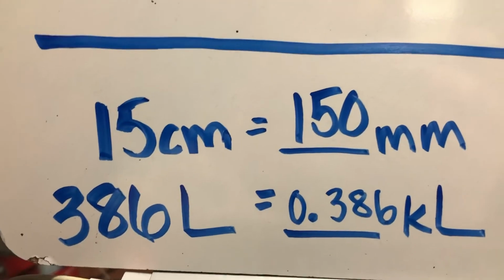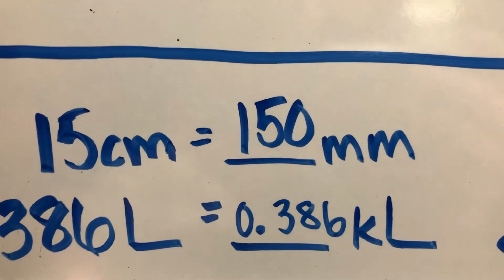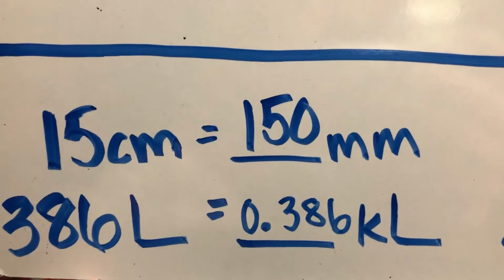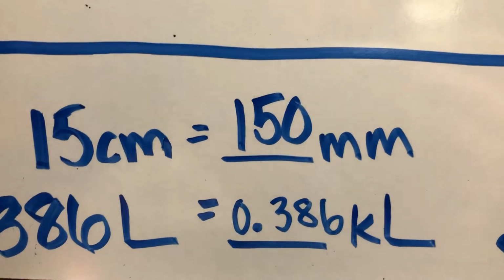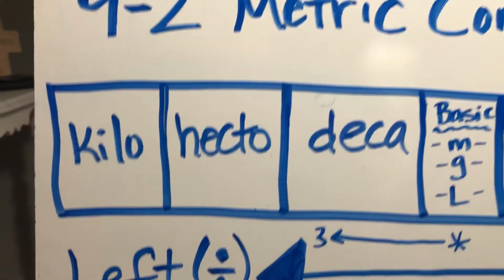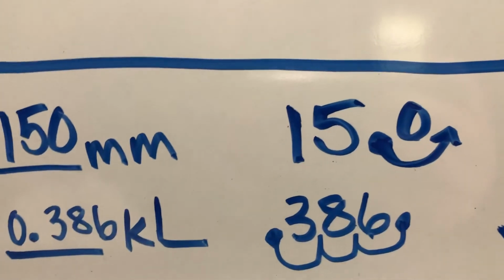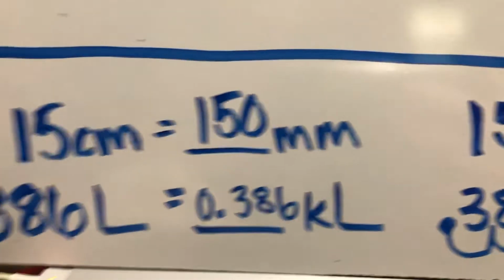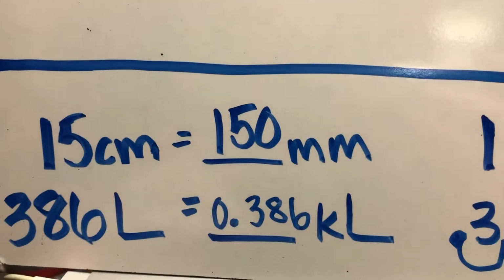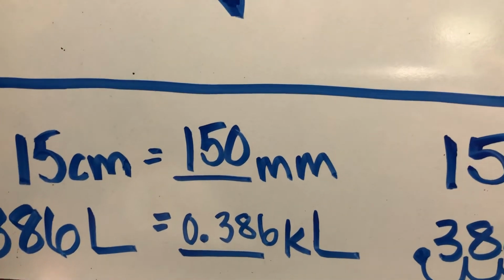So 386 liters is equal to 0.386 of a kiloliter. Why? Because it's 3 steps away to the left. 1, 2, 3. And so I moved my decimal point 1, 2, 3 to the left. Okay? I need to know if you understand this.